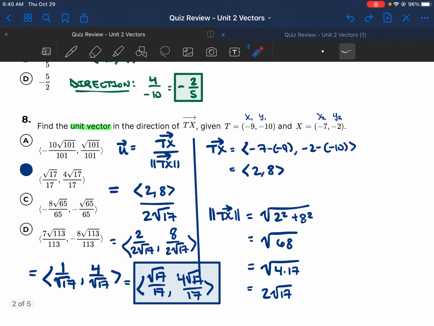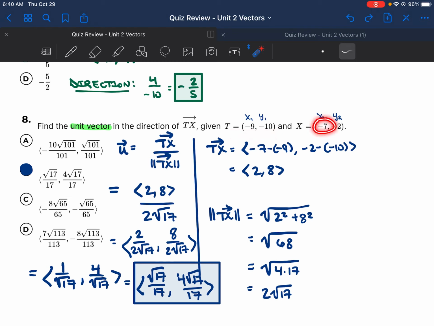In problem 8, we want to find the unit vector in the direction of vector TX, given initial point T is (-9, -10) and terminal point X is (-7, -2). Well, in order to find a unit vector in the direction of a certain vector, we have to take that vector and divide it by its own magnitude. So we need to start by finding the vector TX. I'm going to go ahead and find vector TX using its initial and terminal points.